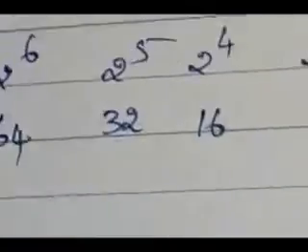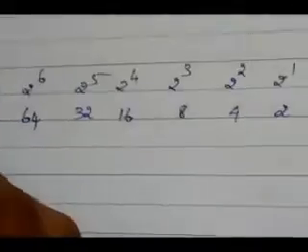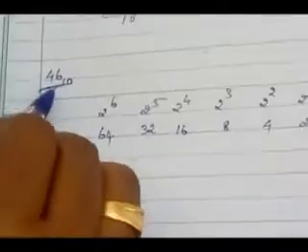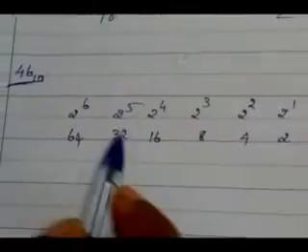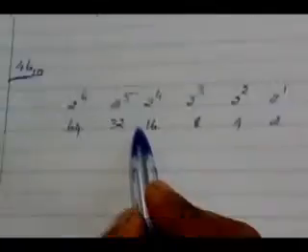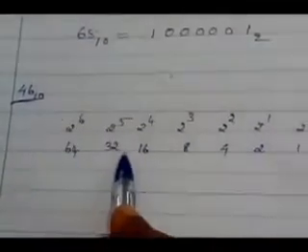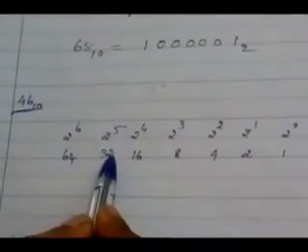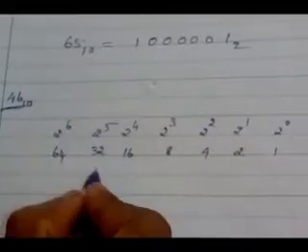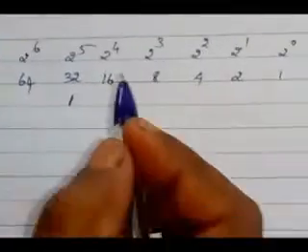Then what is the number? 46. We have to take the highest number less than 46. These all numbers are less than 46. Which is the highest number? 32. So set 1 here.